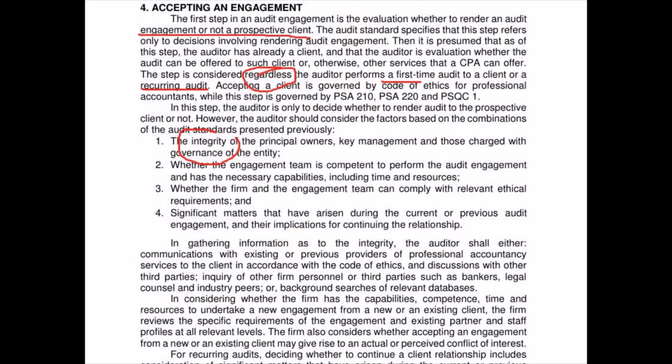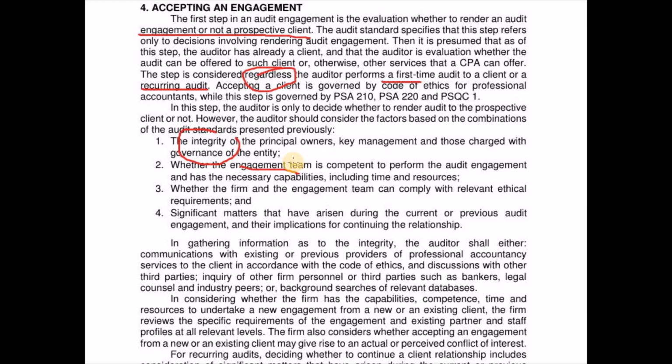So now that we have considered the integrity of our principal owners, ang second consideration nato kay whether the engagement team is competent to perform the audit engagement and has the necessary capabilities including time and resources. So kani siya dapat i-consider nato ang profiles sa atuang engagement team. Kay what if naay related sa ato ang prospective client within our engagement team. Kana siya, it would create a conflict of interest. So, dapat mag-profiling pud ta sa member sa ato ang engagement team.